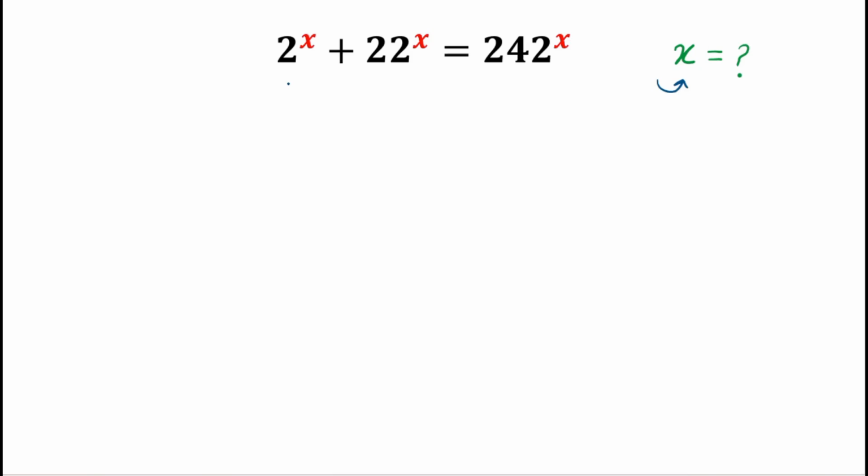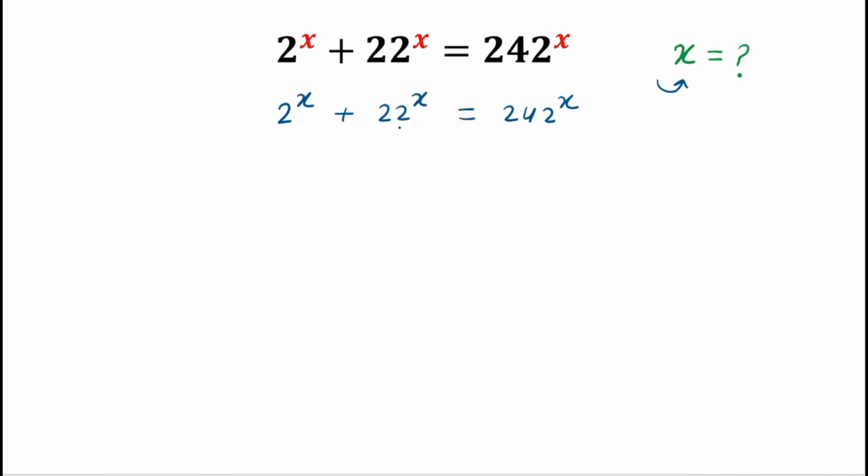Now let's start the solution of this question. Here 2^x + 22^x is equal to 242^x. Look carefully, we have three terms. First term, base is 2 and power is x, second term, base is 22 and power is x, and third term, base is 242 and power is x.